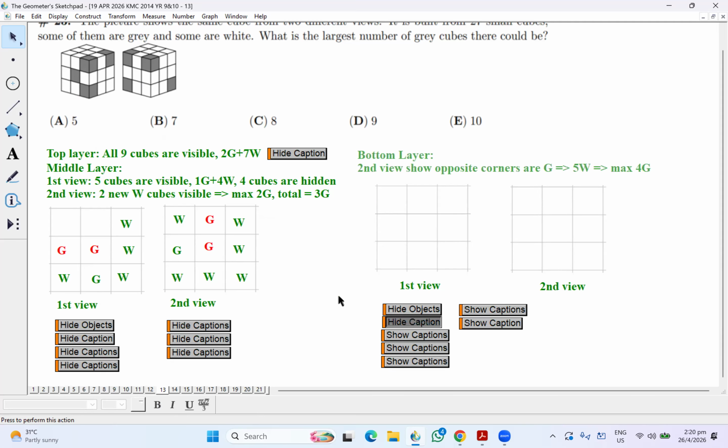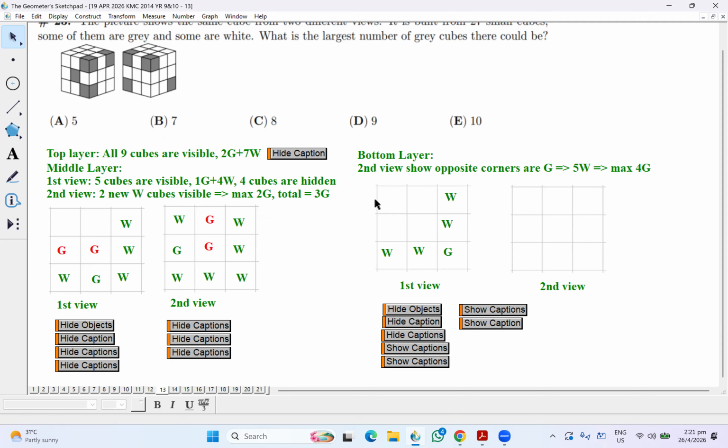So bottom layer, second view, show opposite corner, gray and gray. So we have 5 white. How to have 5 white? 1, 2, here 3 already, 3. Let me show my diagram. Okay, 4 white, I think, gray and then white, yeah.